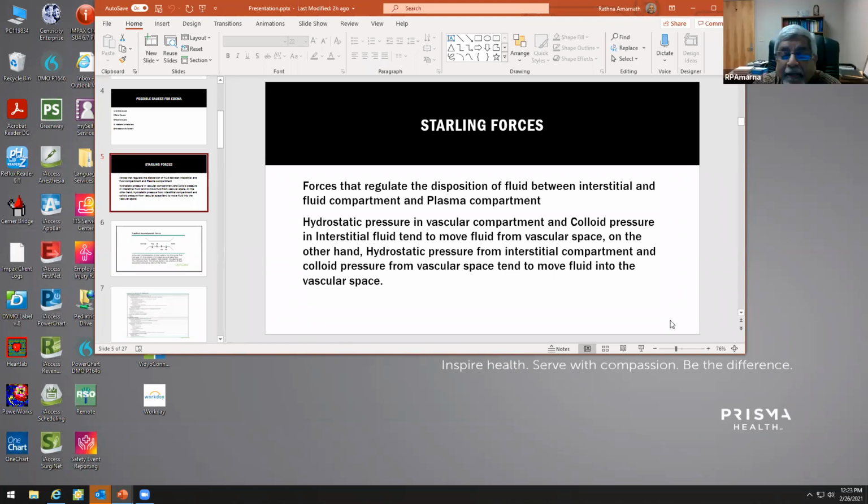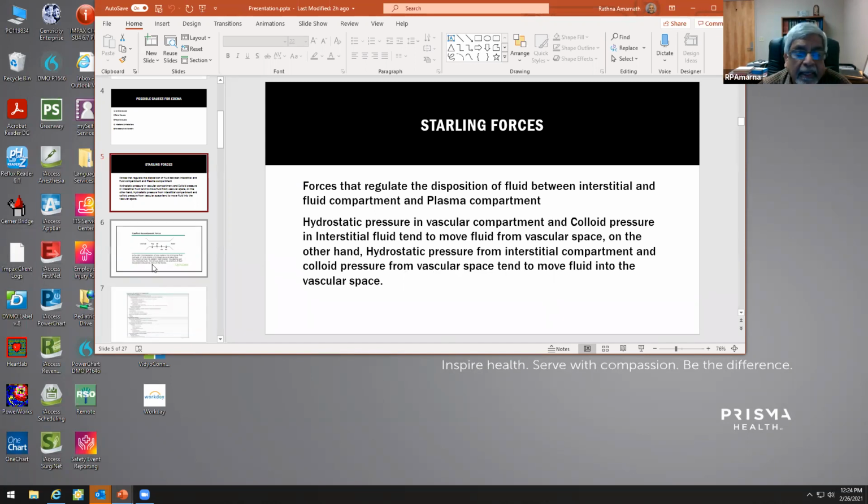All right. Now the colloid pressure is mostly from the serum proteins, the majority of which comes from albumin, and hydrostatic pressure is from the electrolytes that you have. So essentially, that's what the Starling forces are. As long as the forces are maintained adequately, the fluid flow back and forth is maintained, and you won't have any problem with edema.